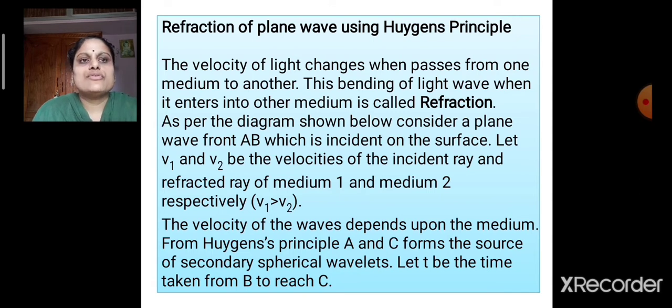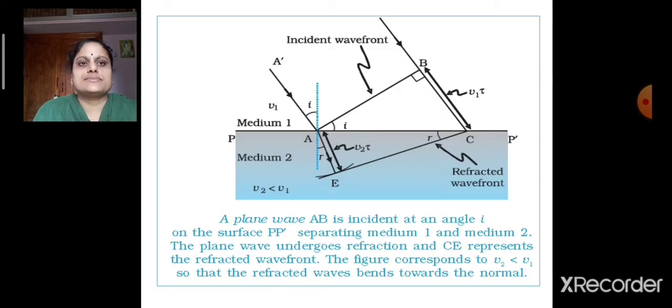The velocity of light changes when it passes from one medium to another. This bending of light wave when it enters into another medium is called refraction. Now let us discuss the refraction of a plane wave using Huygens principle. So let us go through this diagram first.